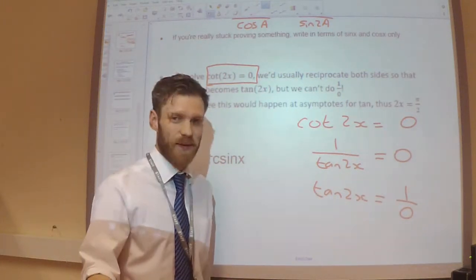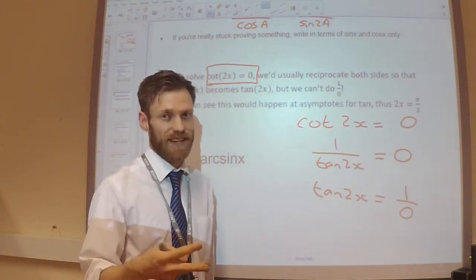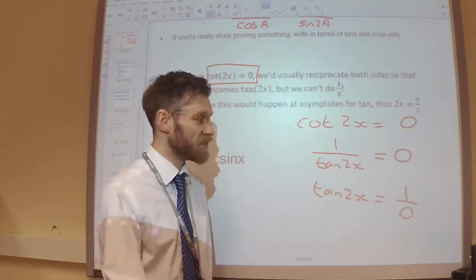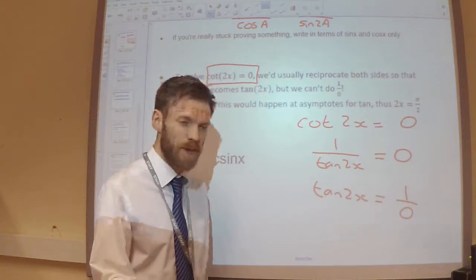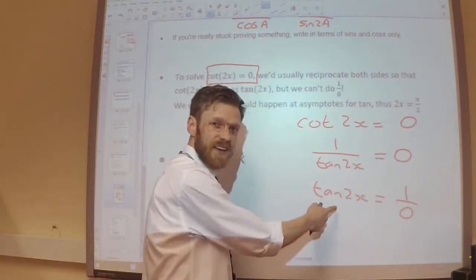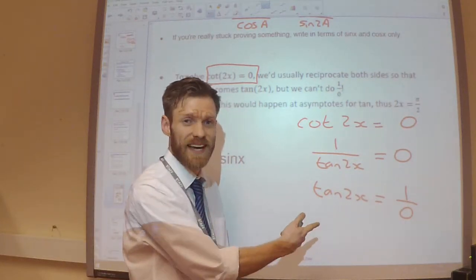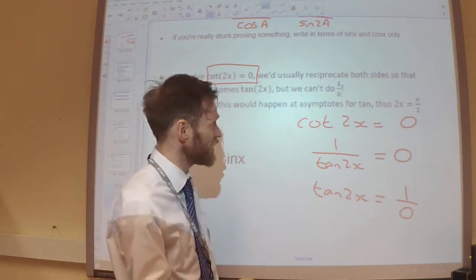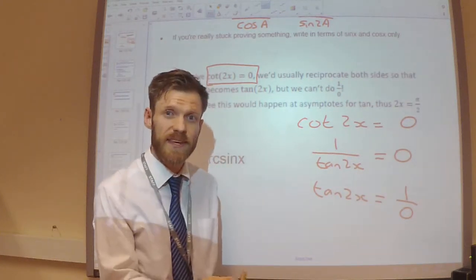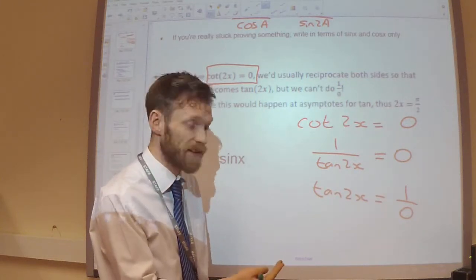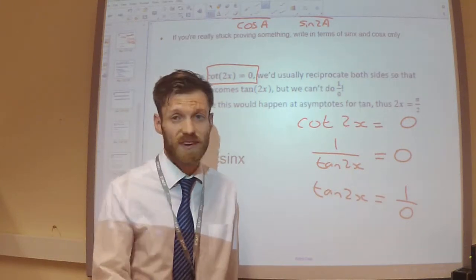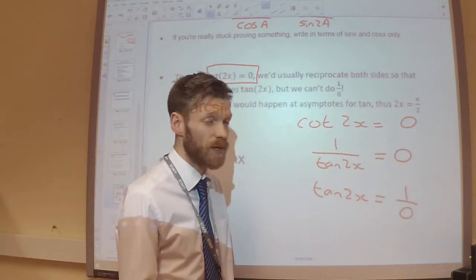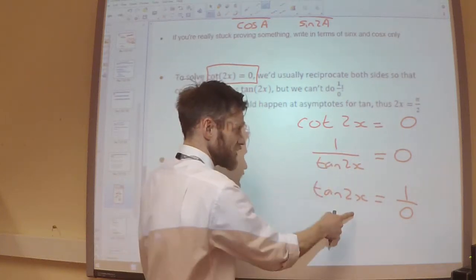Which obviously your calculator is going to tell you that that is an error. It's undefined. But let's just remember, that's where the asymptotes come from on the tan graph. So this does have a solution. Your calculator is not going to tell you, but it does have a solution. So think about where the asymptotes are on the tan graph. It's at pi over 2, 3 pi over 2, 5 pi over 2, and so on. So this does have solutions.